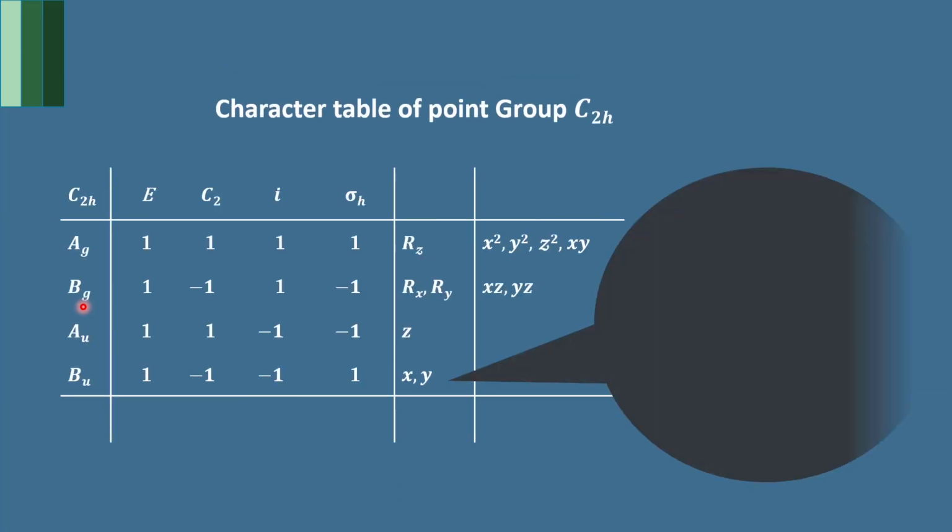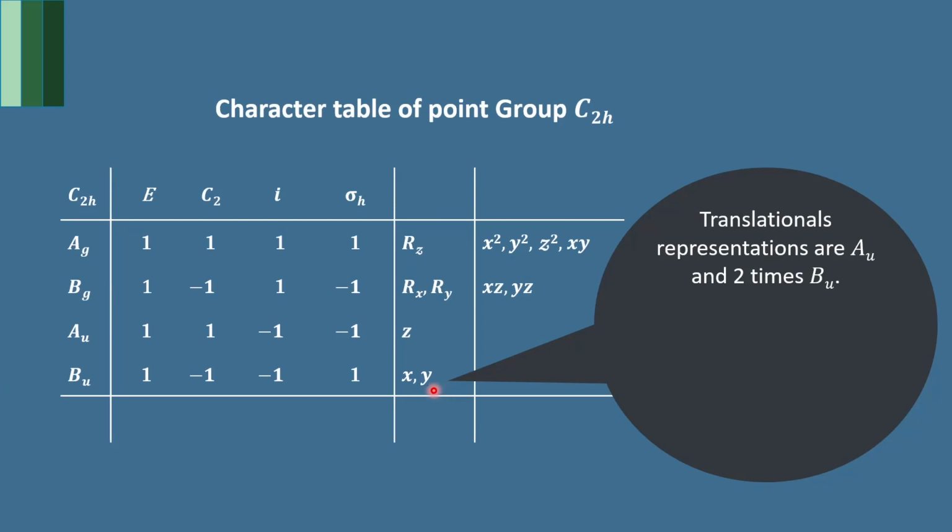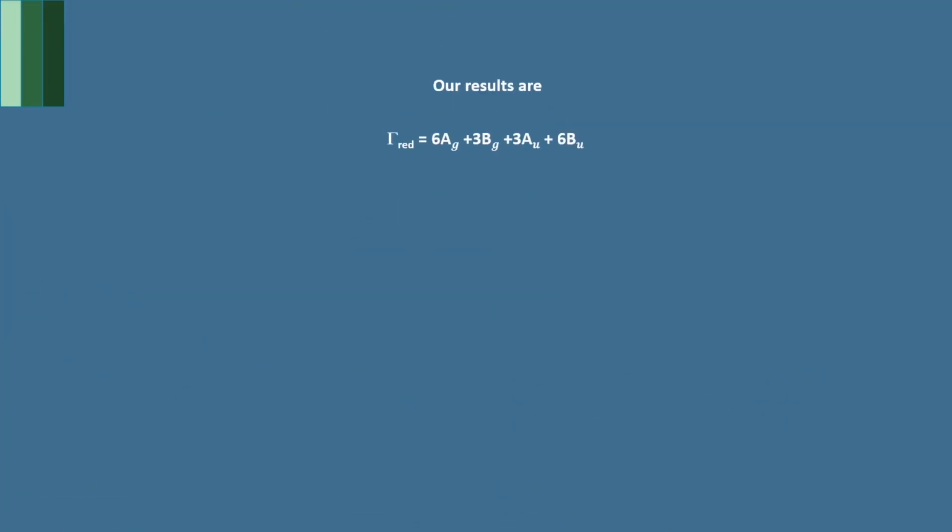The same practice I would also do for the translational degrees of freedom as well. So you just look here. X and Y have not been shown in brackets. They are not shown in parentheses. So z is of course the translational motion, Au, and 2 times Bu would be your answer. So Au plus 2Bu would be your answer for this.